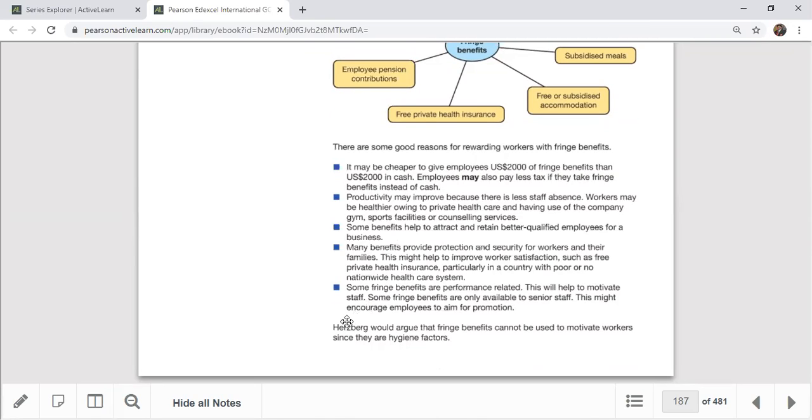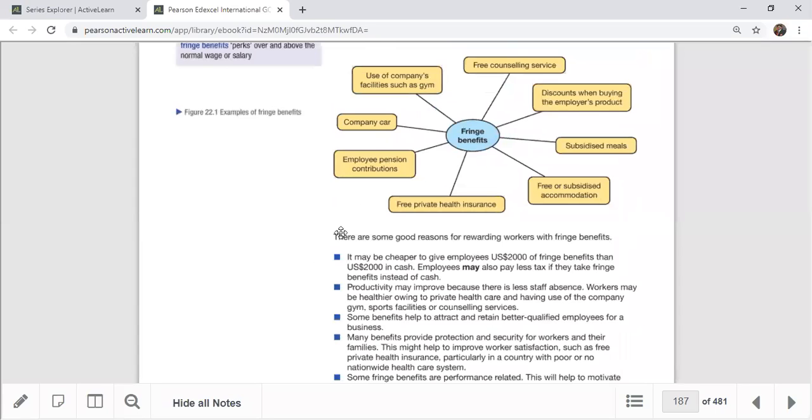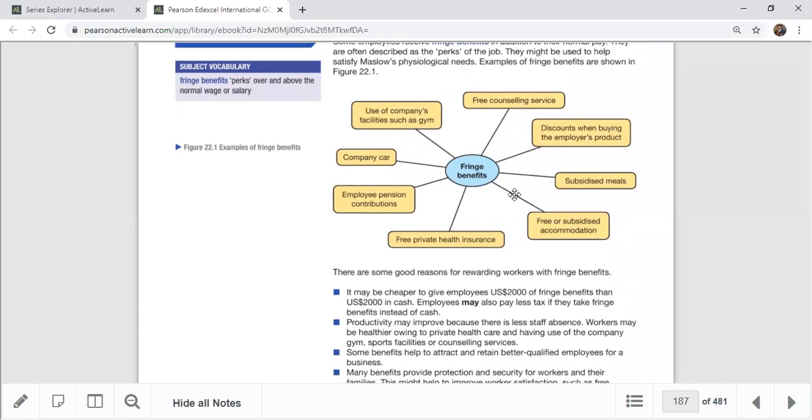This will help to motivate the staff, and fringe benefits may only be available to senior staff, and this might encourage employees to aim for promotion. So they say Herzberg could argue that fringe benefits cannot be used to motivate workers since they are hygiene factors. So what is the point there? They say fringe benefits cannot motivate people. This is only a hygiene factor.